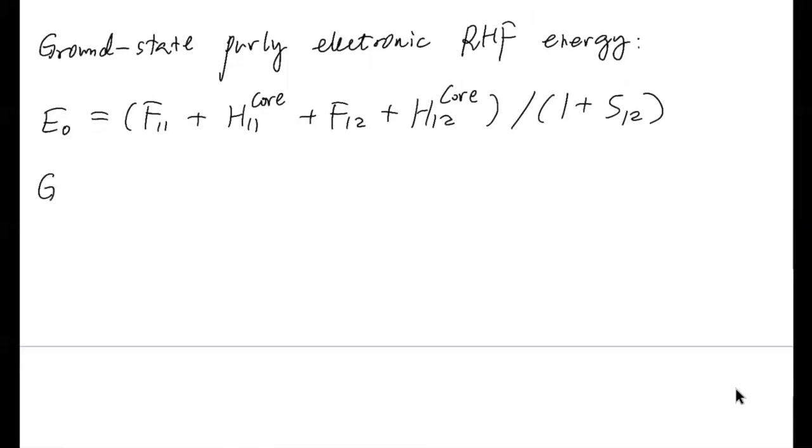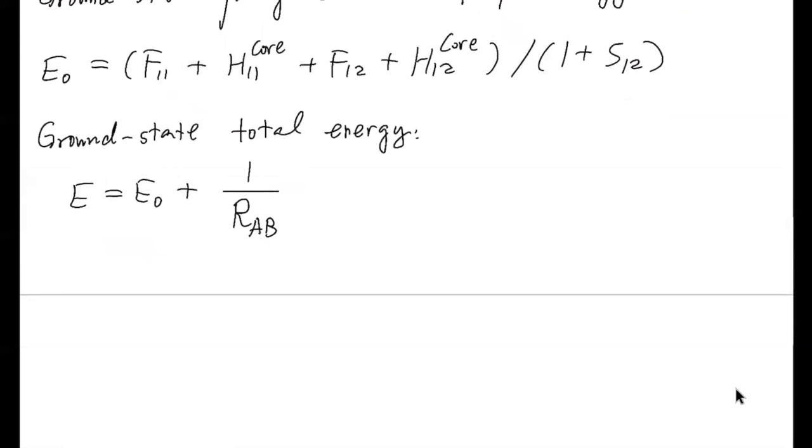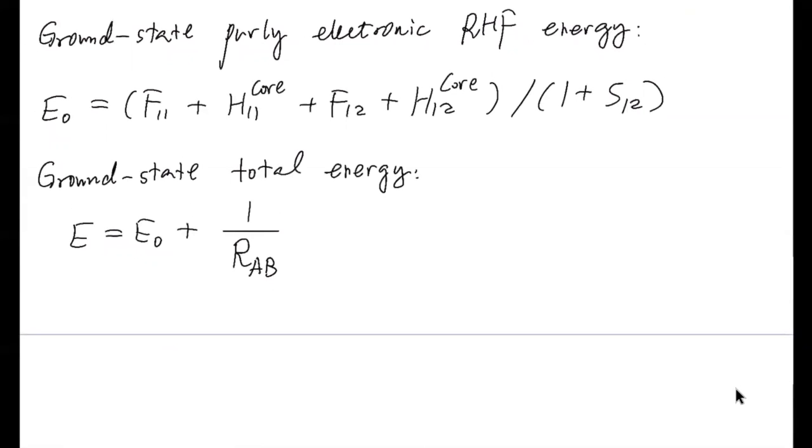Okay, and the ground state energy, right, which includes the purely electronic part and the repulsion between proton A and proton B, 1 over capital R A B. Capital R A B is the separation between proton A and proton B. And because this is repulsion, you will have plus 1 over capital R A B in atomic units.